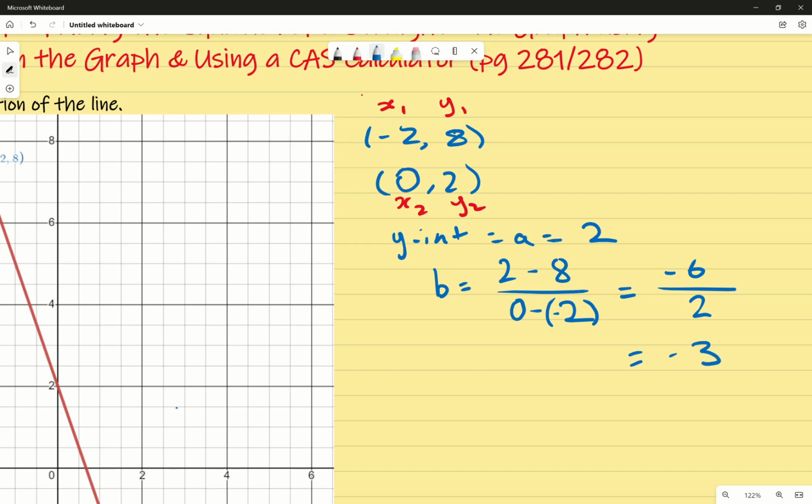Then we just write it in our form. So of course we have y equals a plus bx, which we can replace the letter a with 2 from here, and replace the letter b with -3 here. Is that correct? We have to make sure we include the negative, which leaves it as 2 minus 3x, or -3x plus 2, same thing. Any questions?